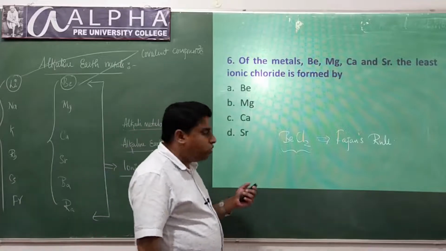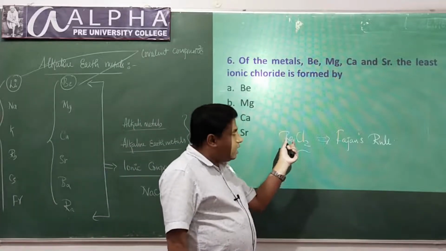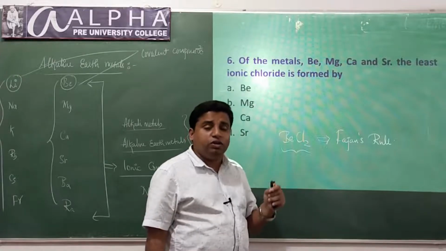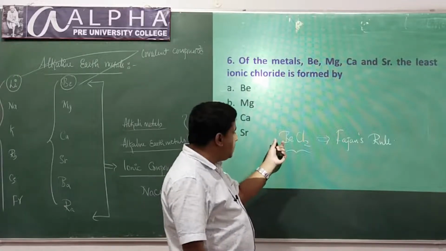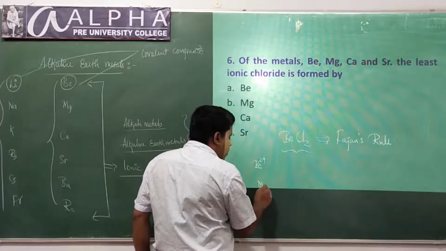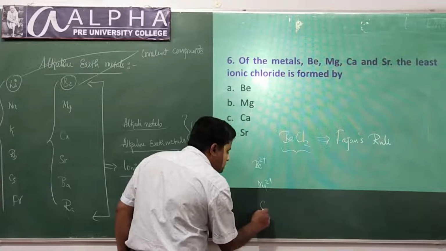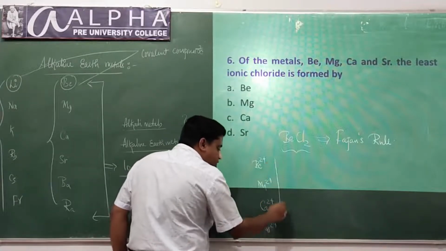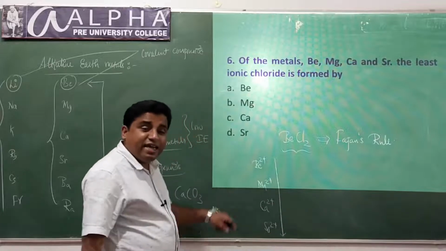According to Fajans' rule, the smaller the size of the cation and the larger the size of the anion, the more the covalent character and the less the ionic character. So here we have beryllium ion Be2+, magnesium ion Mg2+, calcium ion Ca2+, strontium ion Sr2+. As we go down the group, ionic radius increases.